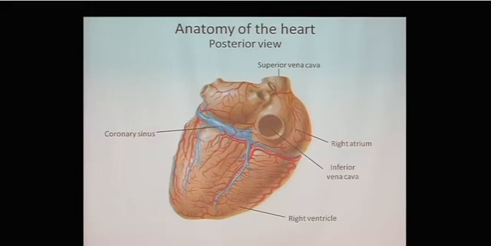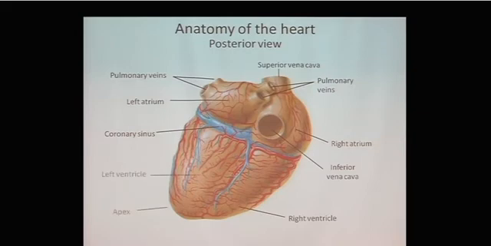Again, we see the posterior aspect of the right ventricle. We don't see the pulmonary artery from this view because it really is more of an anterior structure, or the pulmonary trunk. But we do see the 4 pulmonary veins, and in this view you can really see how the pulmonary veins just come together to form the left atrium. All right, and then we can see the left ventricle and the apex again.